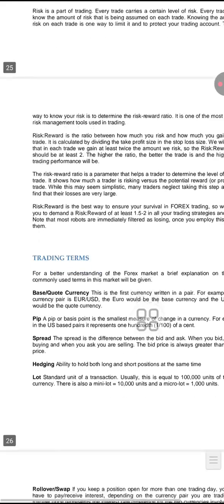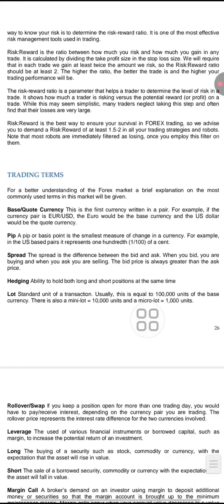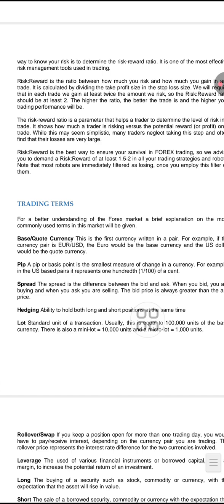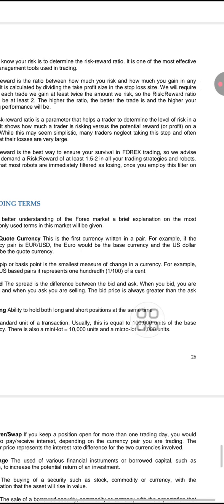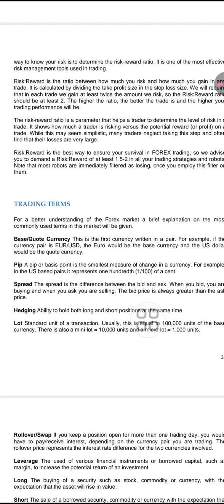I'll come back to candlestick. Well, let's go to trading terms. I've talked about base and quote currencies. A pair of currencies: the first one is the base, the second one is the quote. So there are pairs of currencies that are being traded. A pip. Now, what is a pip?